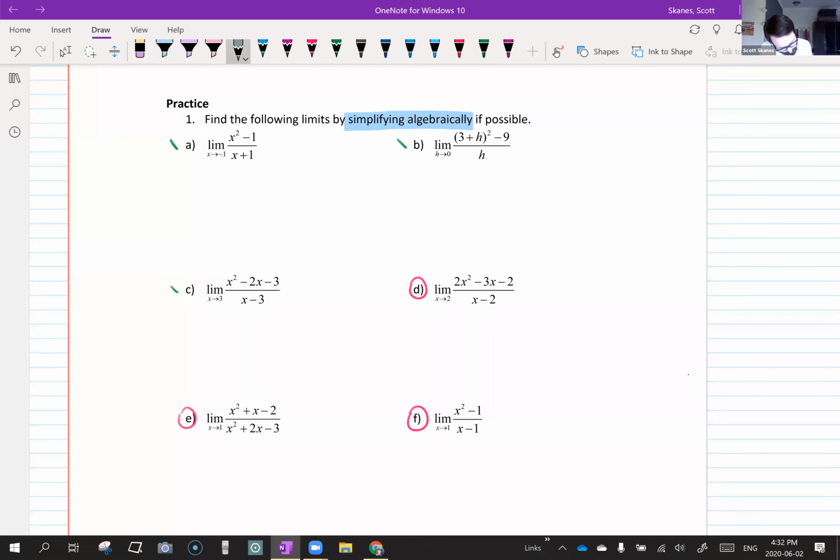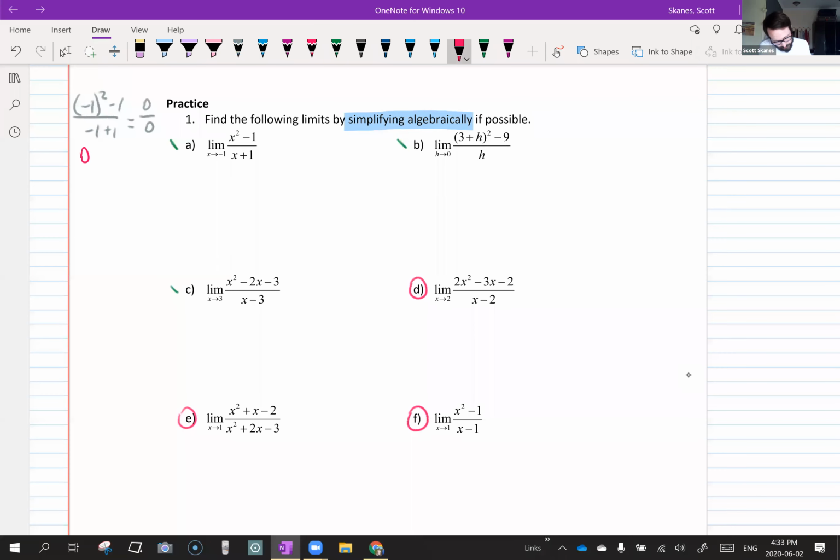So I'm just going to look at this one, A. If I put in negative 1, I get negative 1 squared minus 1 over negative 1 plus 1. That gives me 0 over 0. That's why I have a problem, right? So Mohammed, you're saying it wouldn't have an answer? No, it wouldn't have an answer if we do direct substitution.